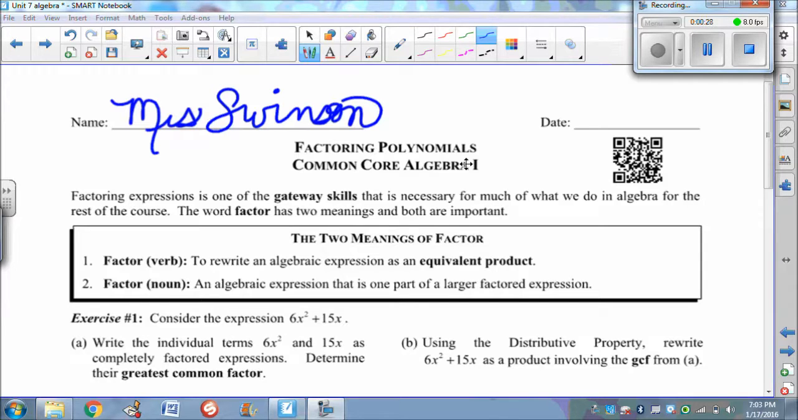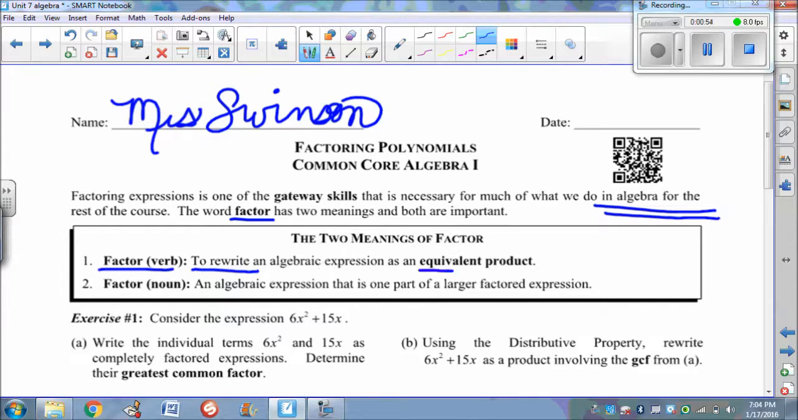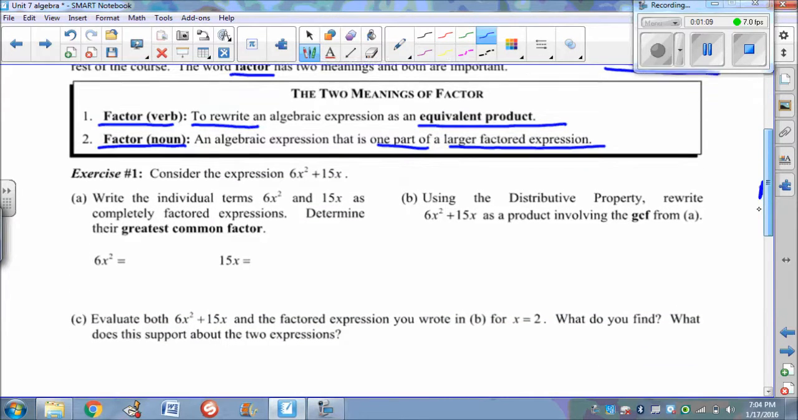So we do have 2 lessons to do, so I'm going to try and do this in about 10 minutes, okay? So I'm going to focus in on some vocab words. Factoring expressions is one gateway skill that is necessary for much of what we do in algebra. So factoring is huge. The word factor has 2 meanings, and both are important. To factor, the verb, is to rewrite as equivalent products. But then a factor, the noun, is an algebraic expression that is one part of a larger factored expression, okay? So the noun and the verb.